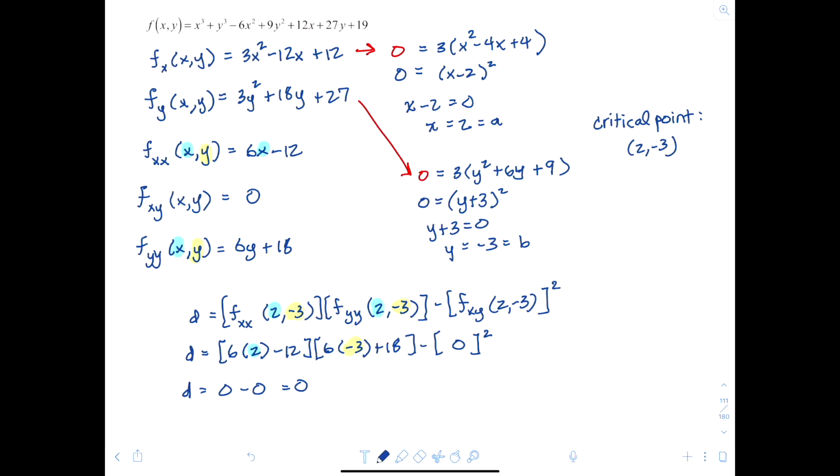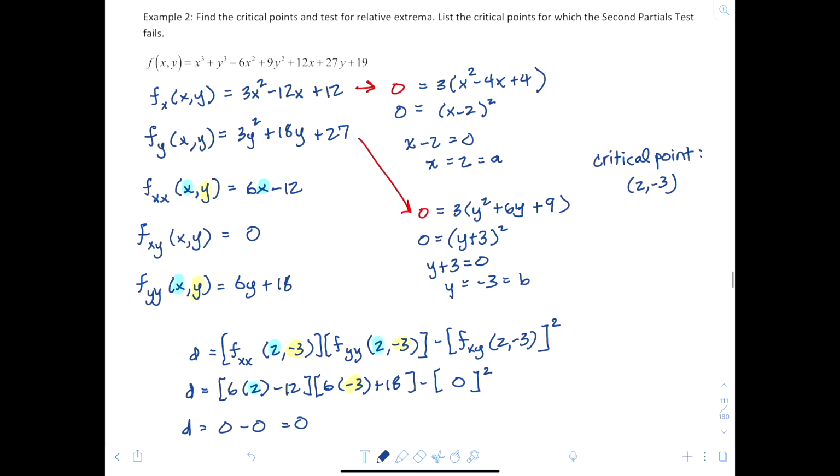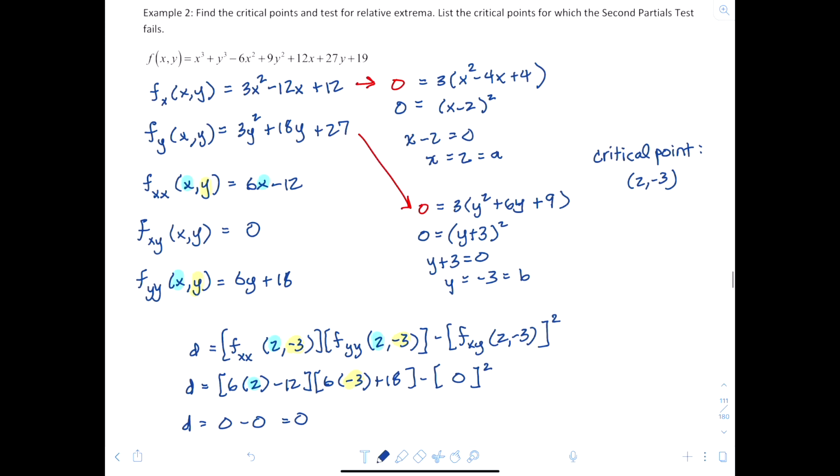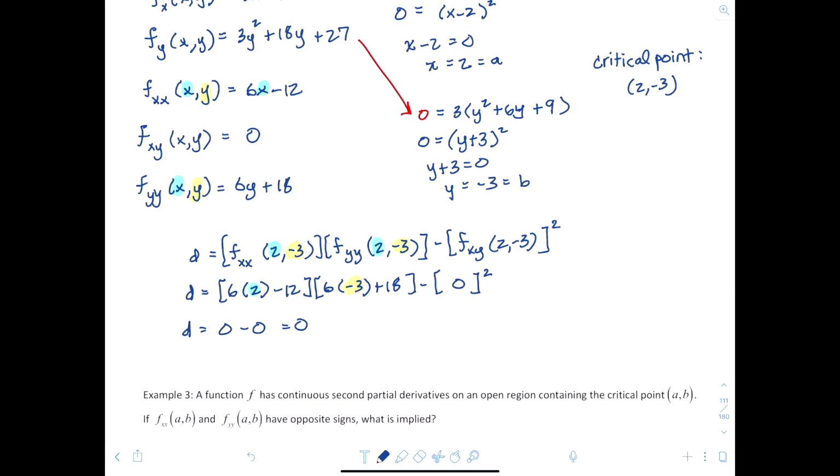So what do we have? The second partials test fails, right? So we were asked to find the critical points and then test for relative extrema. We found the critical points. The test fails, so the second partials test fails. So our critical point was this.